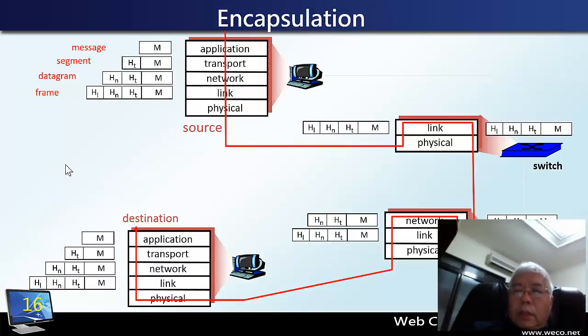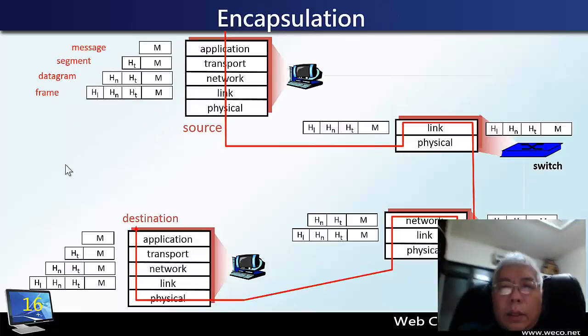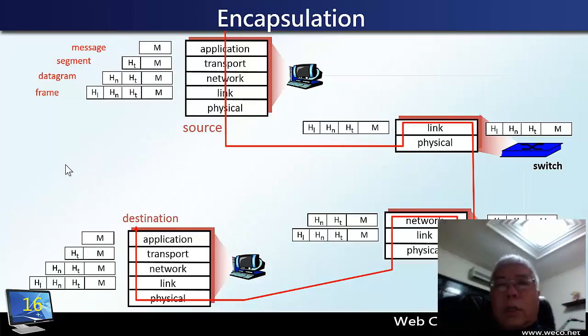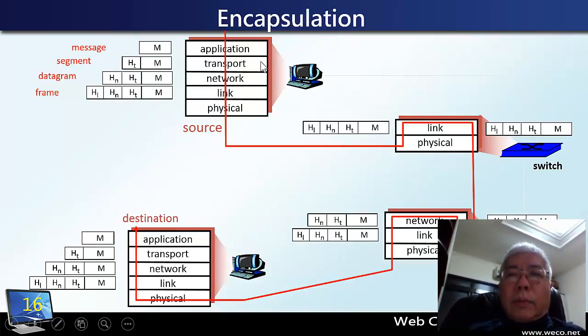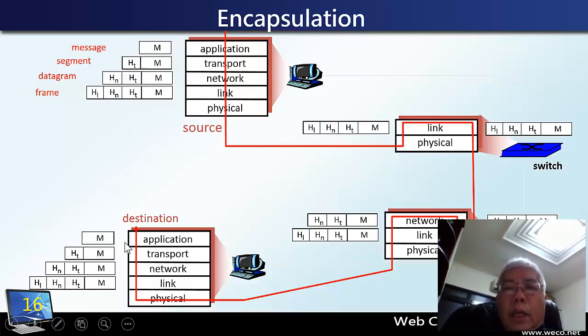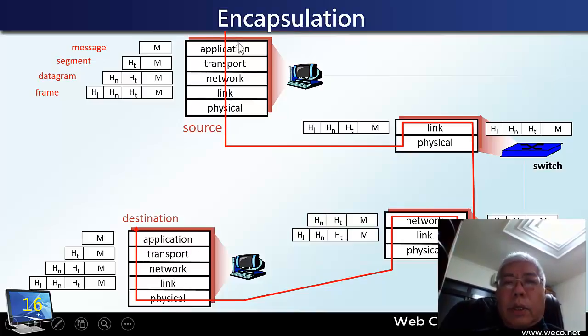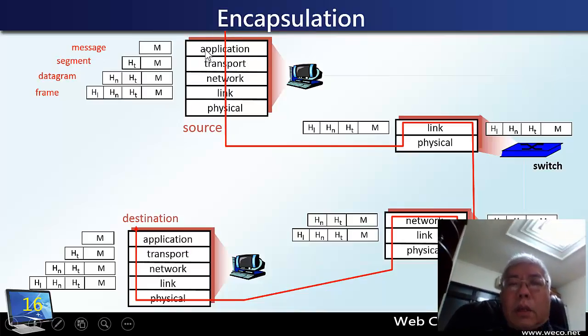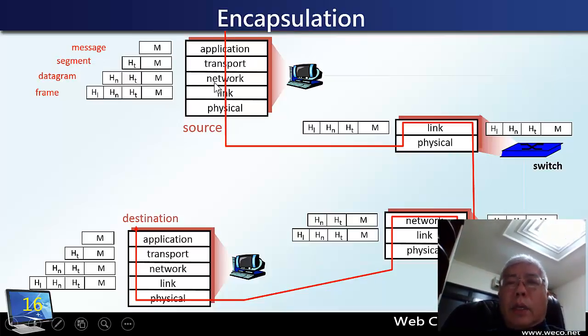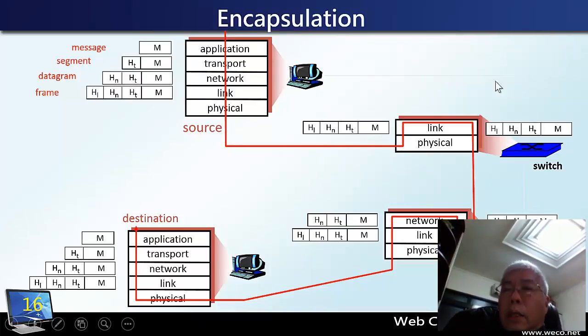And this is the last slide of the networking ABC, and also the idea of encapsulation. Here you can see on the top, this is a source computer, and this is a destination computer. On each computer we have 5 layers: application layer, transport layer, network layer, link layer, physical layer. And in between we have the network devices, and this switch is a layer 2 switch.